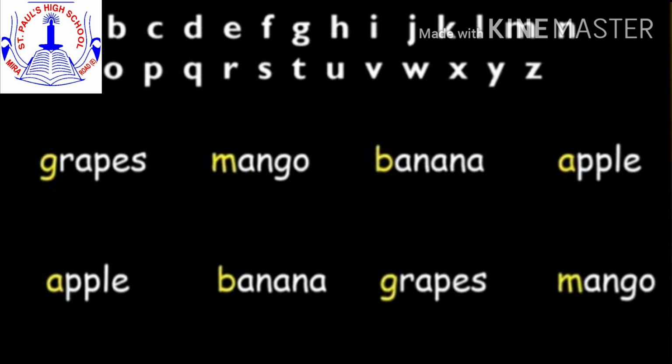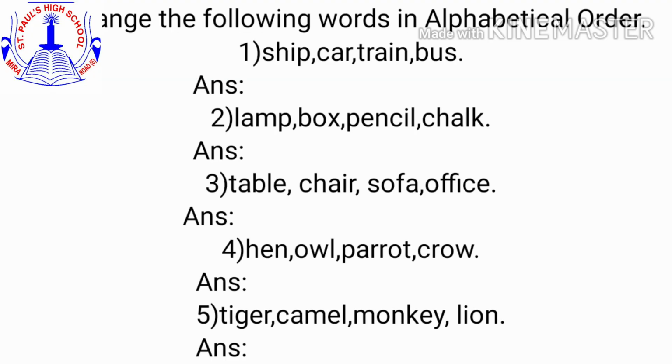Children, I hope you understand how to arrange the words in alphabetical order. Arrange the following words in alphabetical order. 1. Ship, car, train, bus. Answer. 2. Lamp, box, pencil, chalk. Answer. 3. Table, chair, sofa, office. Answer. 4th. Hen, owl, parrot, crow. Answer. 5th. Tiger, camel, monkey, lion.